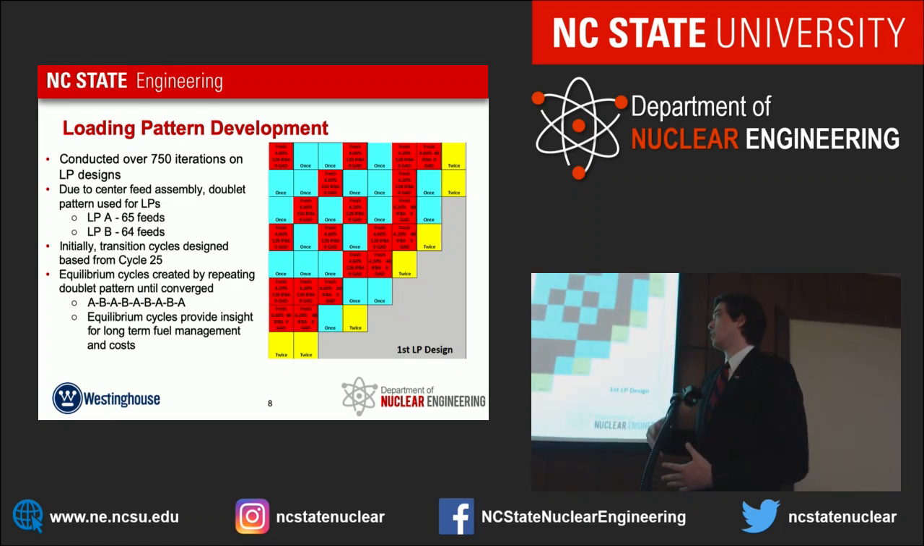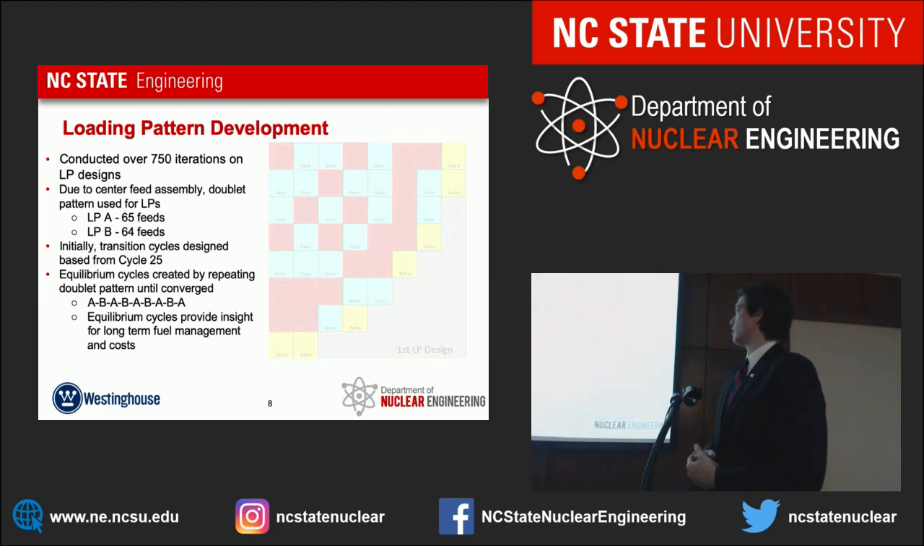and that introduces each loading pattern having two forms, a loading pattern A and a loading pattern B. So the first being 65 or 69, and the second being 64 or 68. And so going to equilibrium, we alternate these patterns until they converge between one cycle to the next. And once we're at that point, we can conduct safety and operational analysis.